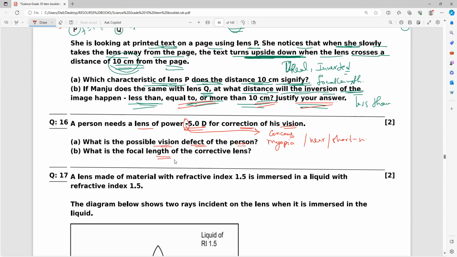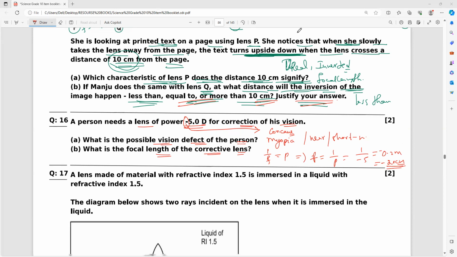Next, what is the focal length of the corrective lens? How to find it? 1 by f is equal to P. Now f is equal to 1 by P, which is equal to 1 by minus 5 dioptres. 1 by 5 is 0.2. So minus 0.2 meters, which equals how many centimeters? 20 centimeters. So the focal length is minus 20 centimeter. That's all, because it is a concave lens.